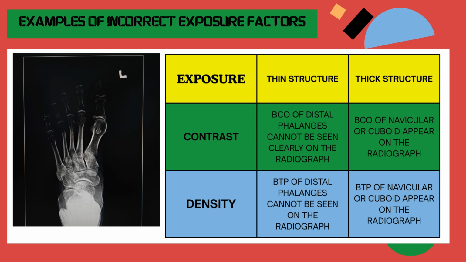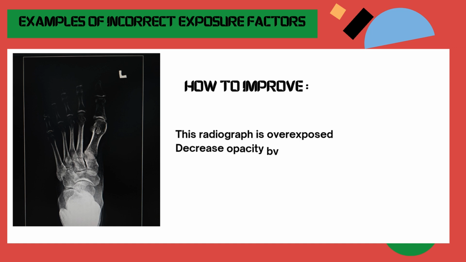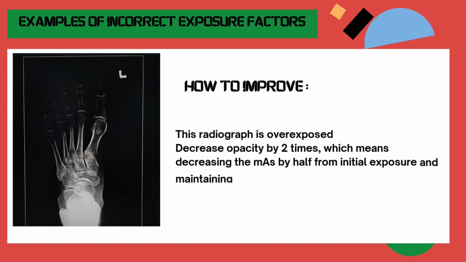Next, the density is also inadequate. This can be proved by the missing details of bony trabecular pattern for thin structure, which is distal phalanges, even though bony trabecular pattern for thick structure, which is navicular or cuboid, appear on this radiograph. Since this radiograph is overexposed, the radiographer needs to decrease the opacity by 2 times, which means decreasing the MAS by half from initial exposure and maintaining the original KVP.